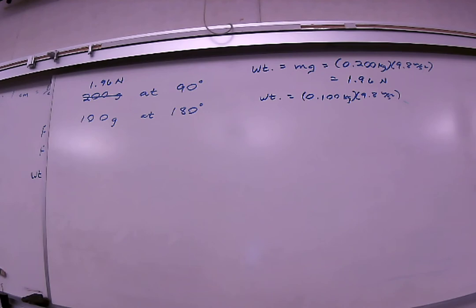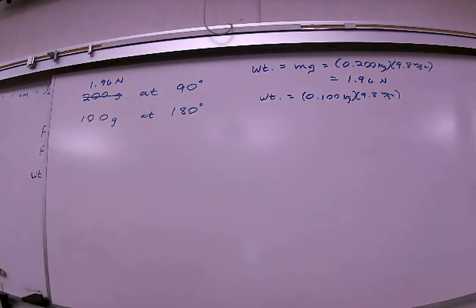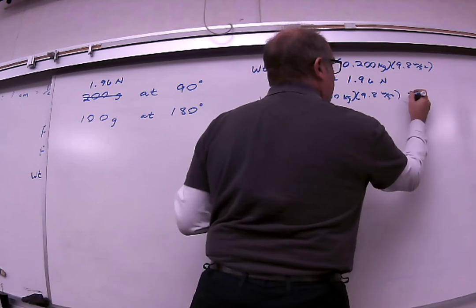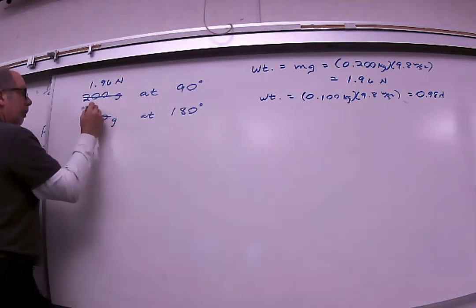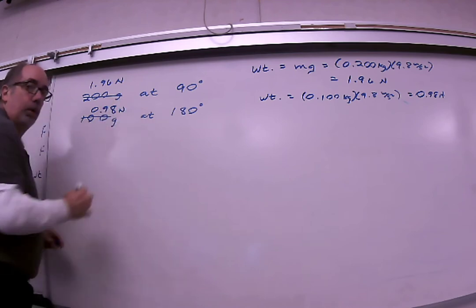Come on, calculators, let's go. Something happened. The camera turned off. I don't know why. 0.98. Yeah. 0.98. So I have to use 0.98 here instead of 100 grams.